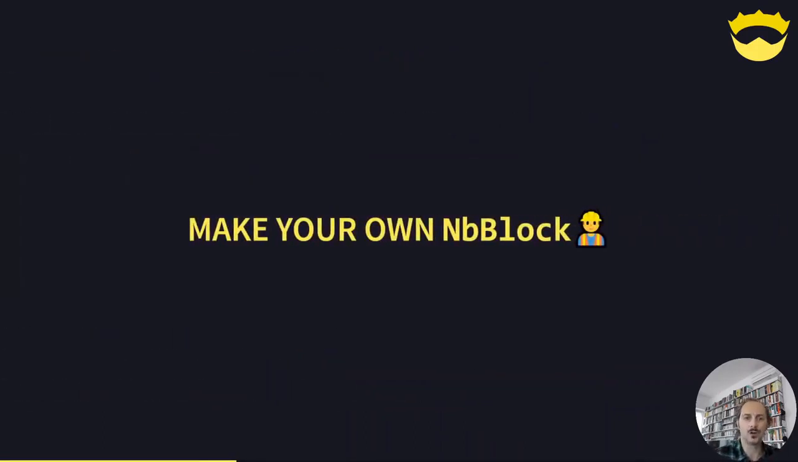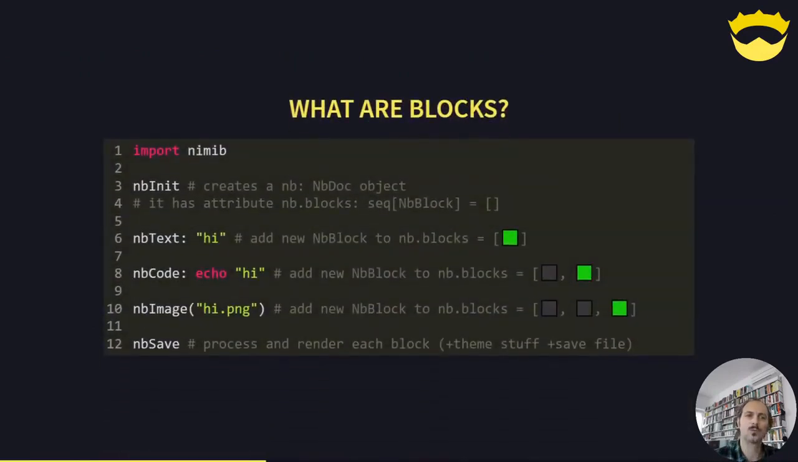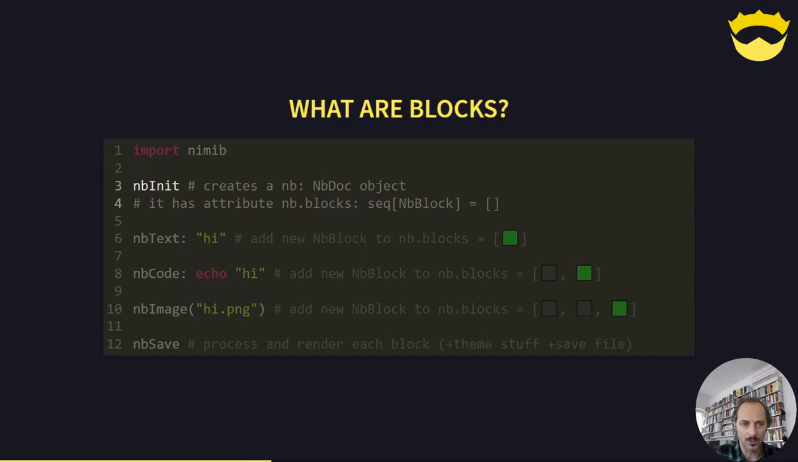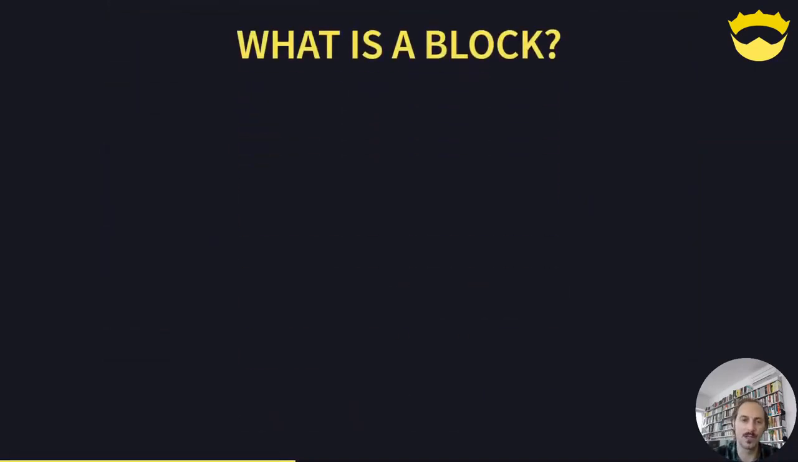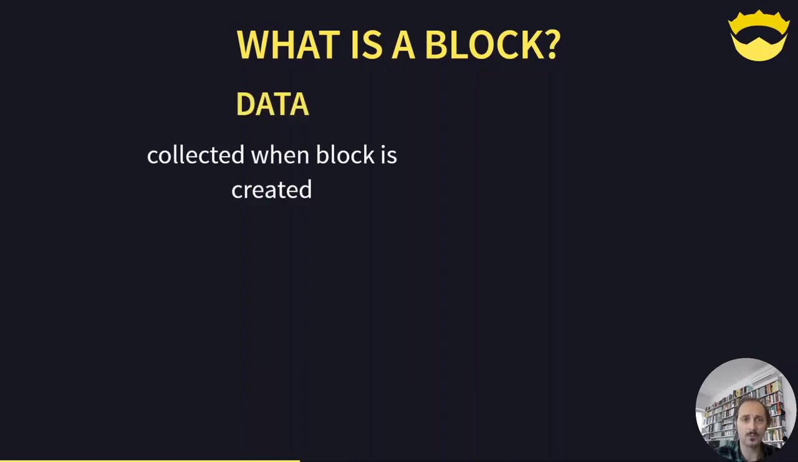So, how do you make your own block? First, what do we mean by blocks? In Nimib, the first command will create a container of blocks, which is called an nbdoc object. And then the other commands, like nbtext, nbcode, or nbimage, add blocks to the block container. And only at the end, these blocks are processed and rendered, and then they are put inside the theme, and the file is saved, and the HTML is produced. So, a block is data that is collected when the block is created.